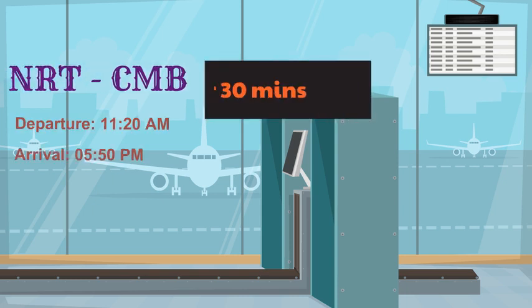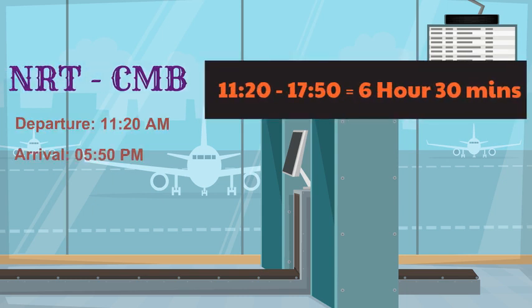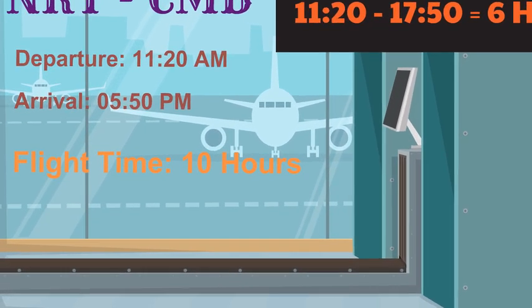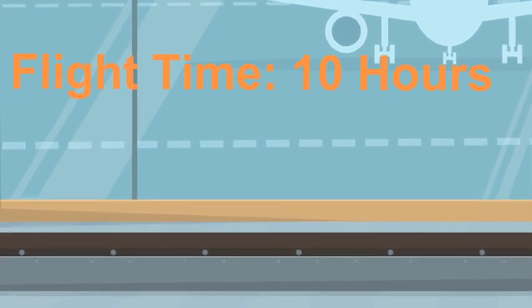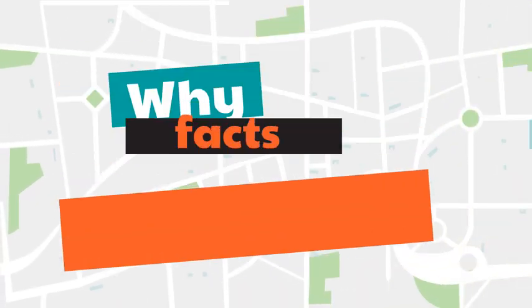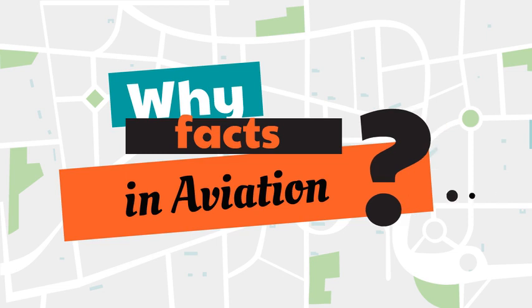But if you calculate the flying hours between these two cities, it will be 6 hours 30 minutes. But the airlines will display 10 hours as flight time in the air tickets. Why are those extra hours added? Where does that extra 3 hours 30 minutes come from? Let's see this concept in Why Facts in Aviation.